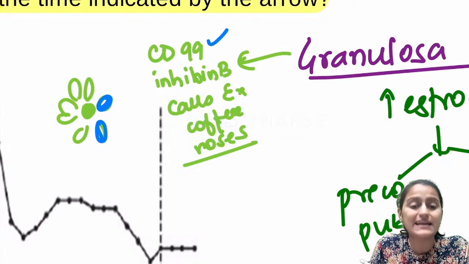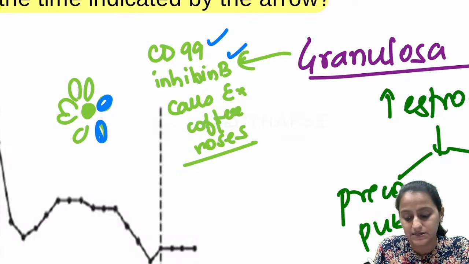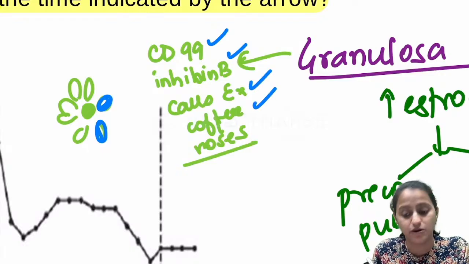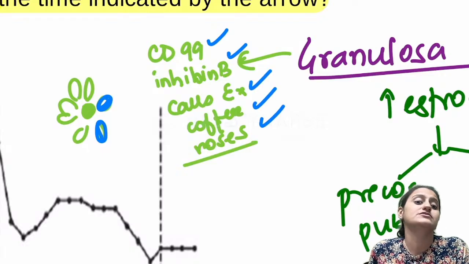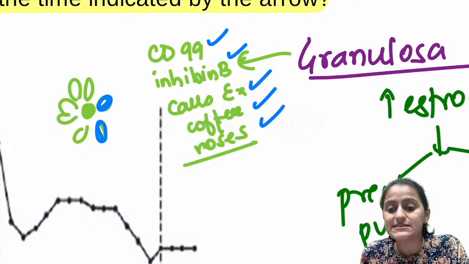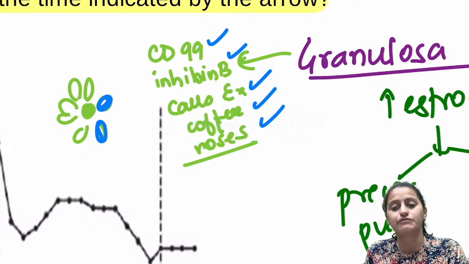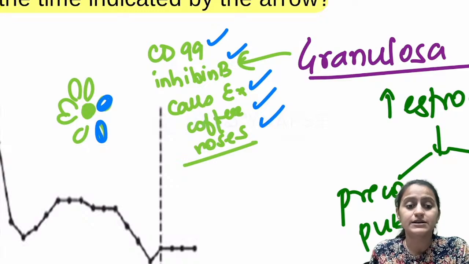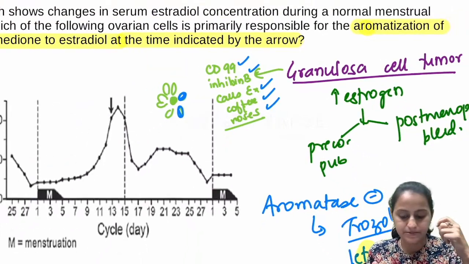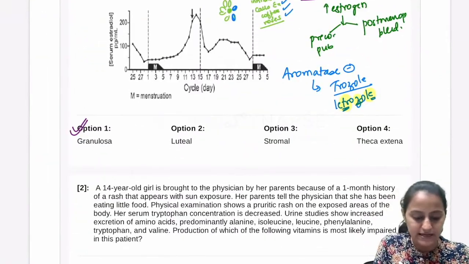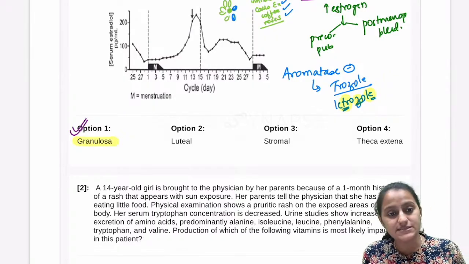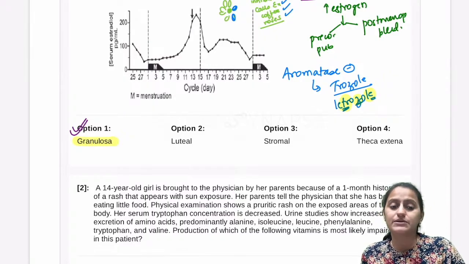Okay, remember: 99-year-old granny cannot be inhibited, calls her X for a cup of coffee, and the X gets roses for the granny. Okay, so that is CD99. I hope all of you remember this quick story mnemonic for granulosa cell tumor. Remember, the aromatization takes place in the granulosa cells. Okay, is this clear with everyone?